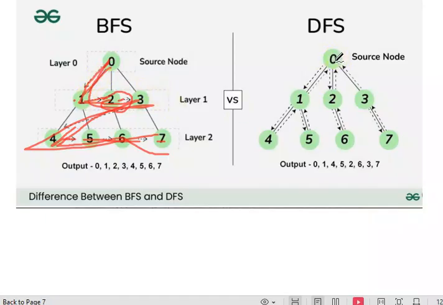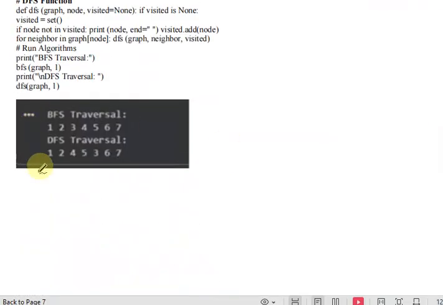And for DFS using recursion, 0 to 1, 1 to 4, 4 to 5, 5 to 2, 2 to 6, 6 to 3, 6 to 7. So 0, 1, 2, 3, 4, 5, 6, 7. This is the output of BFS, and this is the output of DFS, which is the same as the code output: 1, 2, 3, 4, 5, 6, and 1, 2, 4, 5, 3, 6, 7.